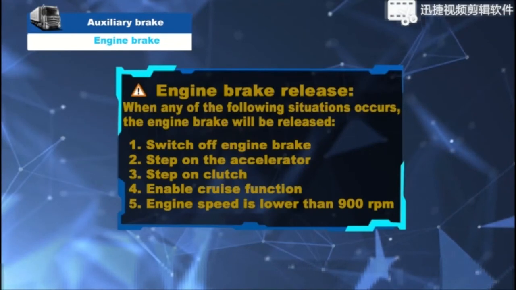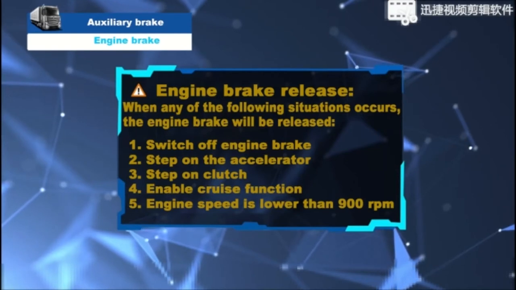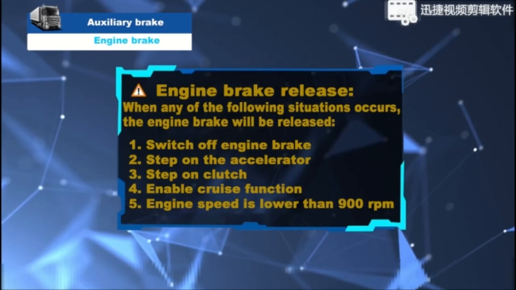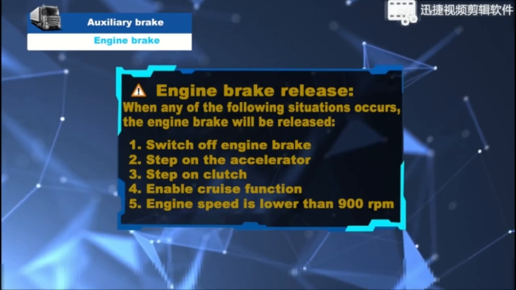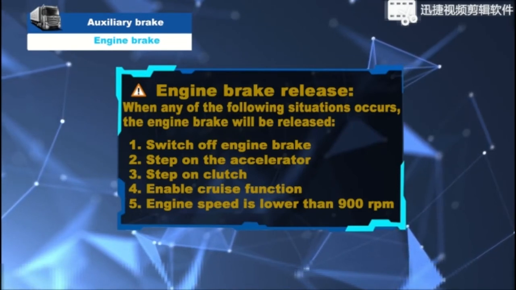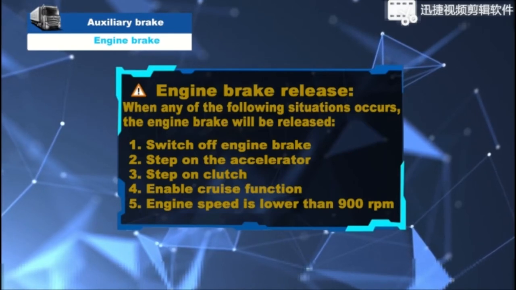Engine brake release. When any of the following situations occurs, the engine brake will be released. 1. Switch off engine brake. 2. Step on the accelerator. 3. Step on clutch. 4. Enable cruise function. 5. Engine speed is lower than 900 revolutions per minute.